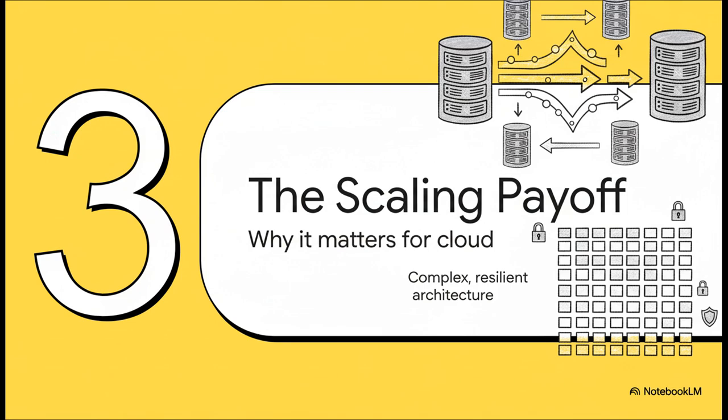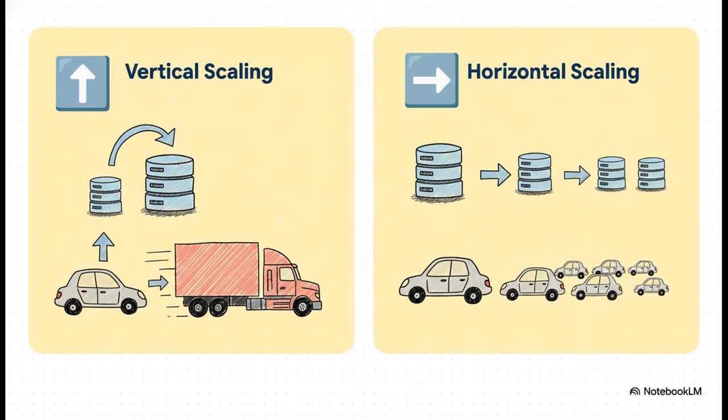Okay, so we've built up this complex, super resilient architecture. What's the big payoff here? Why go through all this trouble? Well, it all comes down to one of the most powerful ideas in modern computing: horizontal scaling. You see, in the old days, if your database got slow, you had to scale vertically. That meant throwing out your old server and buying a bigger, faster, and way more expensive one. It's like replacing your car with a giant truck. But MongoDB's architecture lets you scale horizontally. When you need more power, you don't replace anything. You just add more cheap, regular servers to your cluster. It's like adding more cars to your fleet instead of buying one giant bus.